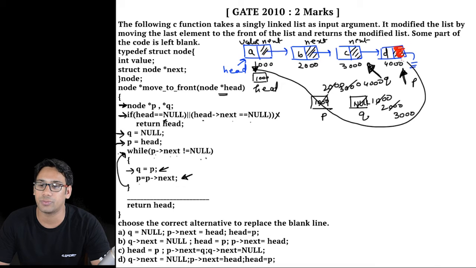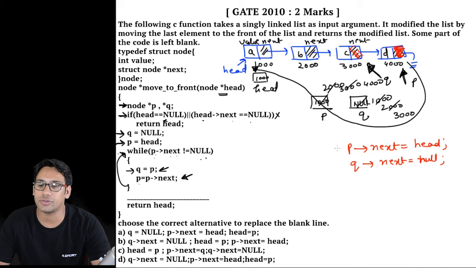Therefore here this node is pointed by p, so what we are going to do is p of next is equal to head, because this is the operation which you need to perform. So what will be the second operation which you need to perform? The second operation which you need to perform is make this node point to null. So what you are going to do is q of next is equal to null.